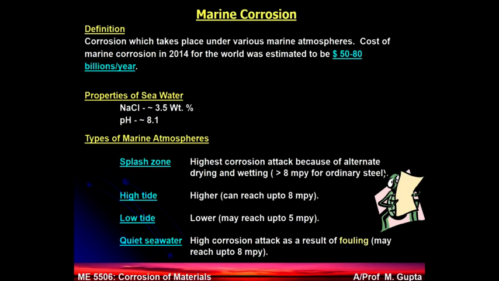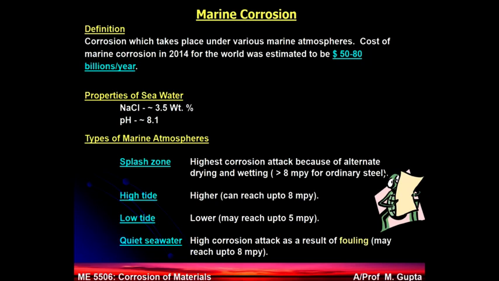That's the kind of damage. So what you see in the marine atmosphere, first, is the seawater. You have an almost standard composition of seawater, 3.5% sodium chloride, pH 8.1, which makes it alkaline. And you have various zones: splash zones, near the beach side, where the waves can come and hit your structure and go back; the high tide zone, where you can experience the high tide but not the splashes; the low tide zone; and quiet seawater.